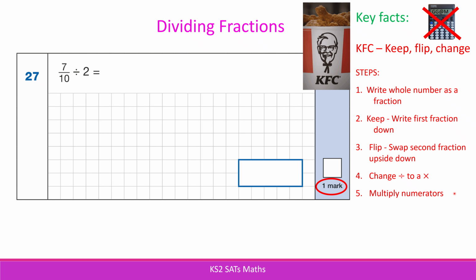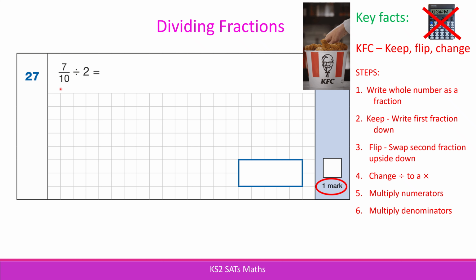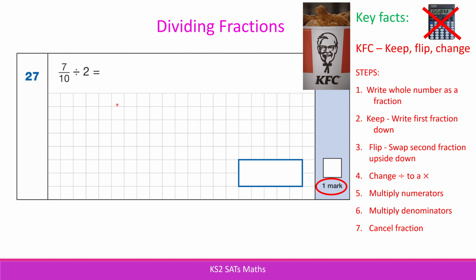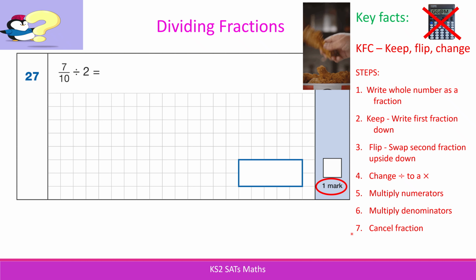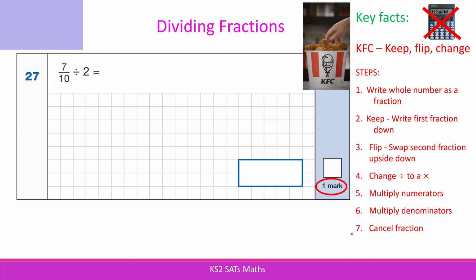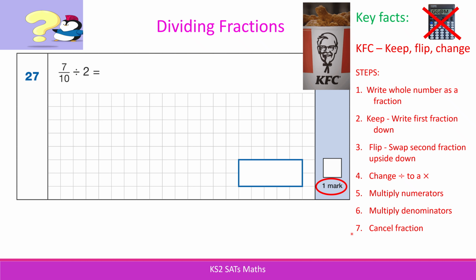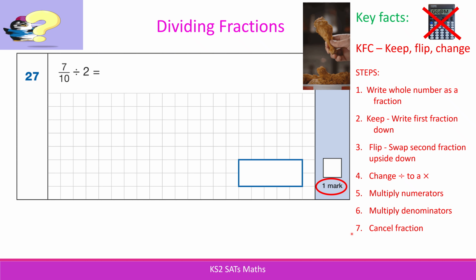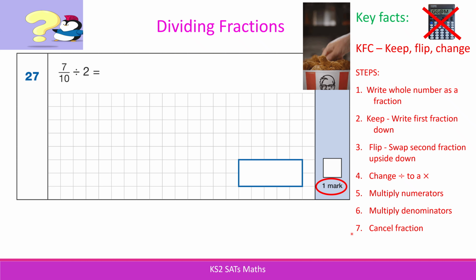You're then going to multiply your numerators as you do for normal fractions, remembering the numerators are the numbers at the top, and then the denominators are the numbers underneath. So we're going to multiply the denominators. You then need to cancel your fraction if it will cancel. Now get yourself a pen and paper, press pause, and then have a go at working out the answer. When you've got an answer, press play to hear the answers, so you see if you've got the answer correct.